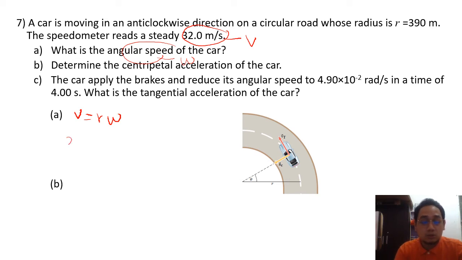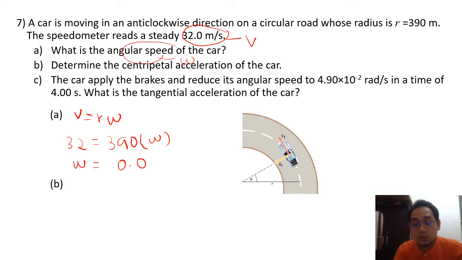So 32 equal to 390 omega. Okay, so find the value of omega, and we will get 0.0821 rad s^-1. So this is question A, angular velocity. Okay, all right. So next, question B.